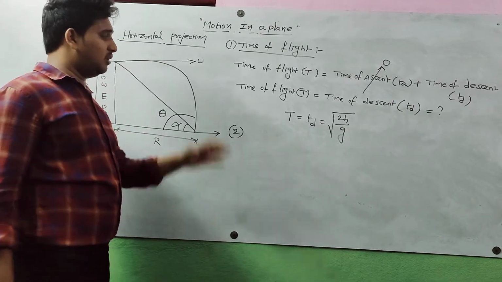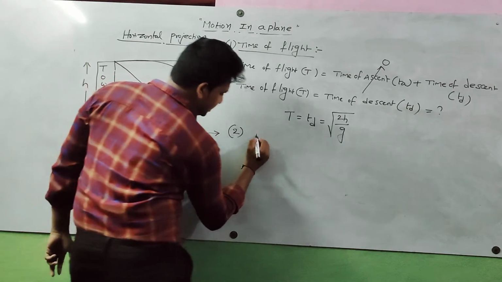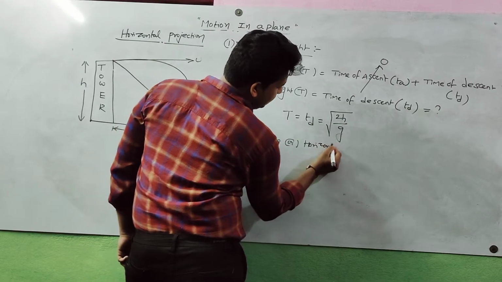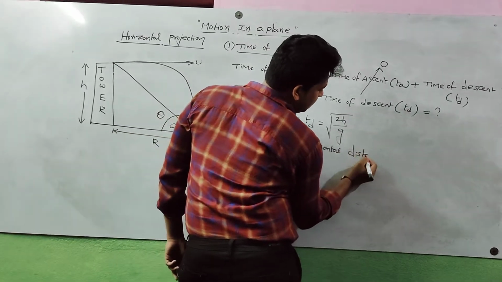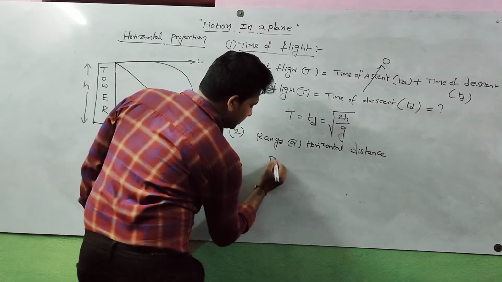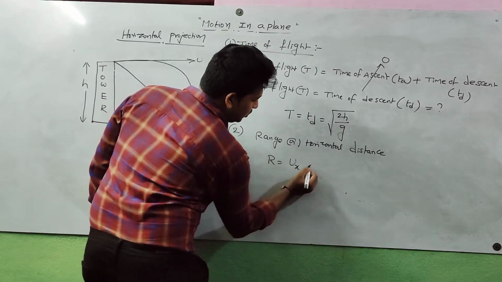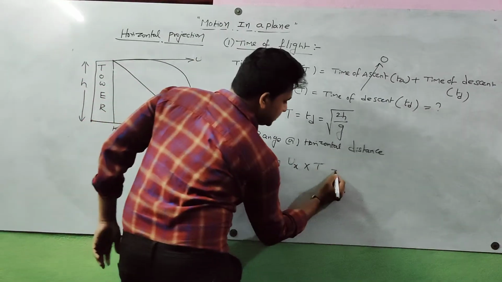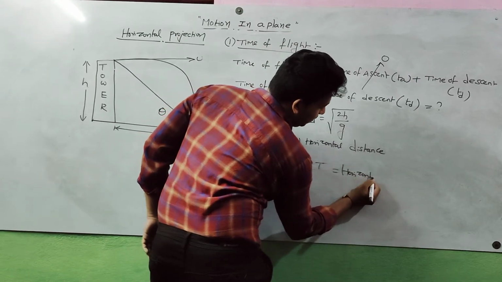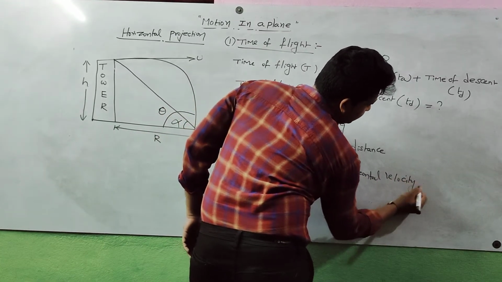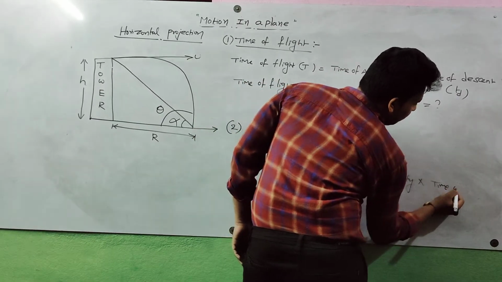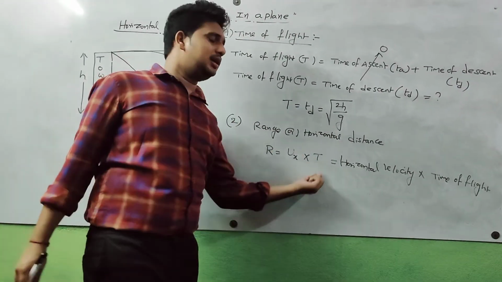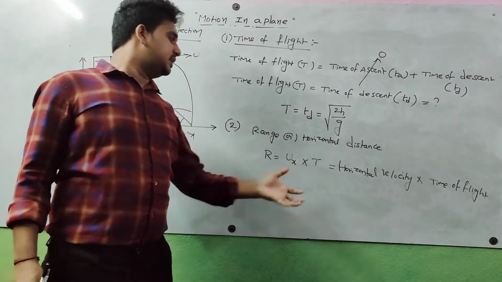Observe carefully. The second one is the range, or horizontal distance. Range R is equal to ux into t, horizontal velocity into time of flight. So here range R is equal to horizontal velocity into time of flight. This is the formula of range.